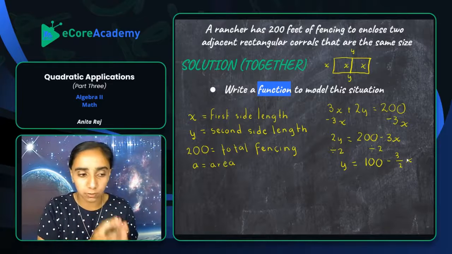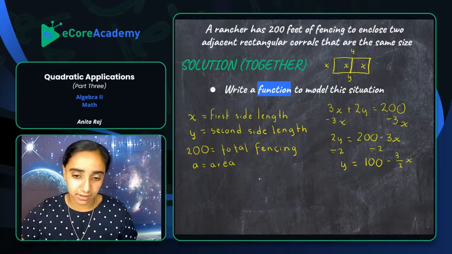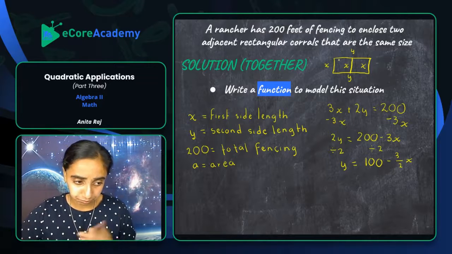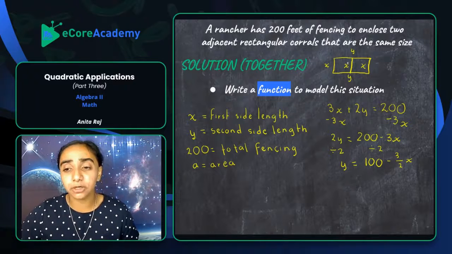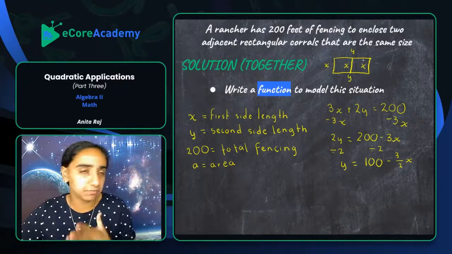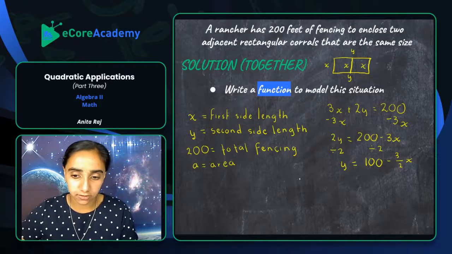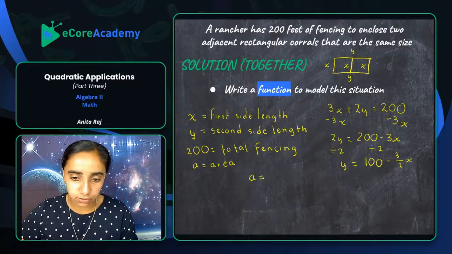So we isolated y. Now what we want to do is understand what the area is. The area of this whole thing, including both of the corrals, is equal to the width times the length, like any rectangle. So the area is equal to x, which is our width, times y, which is our length. I'm going to write it down here. A is equal to x times y.